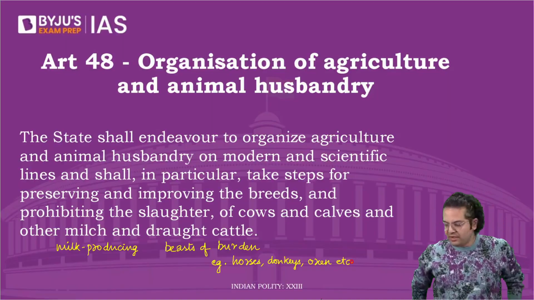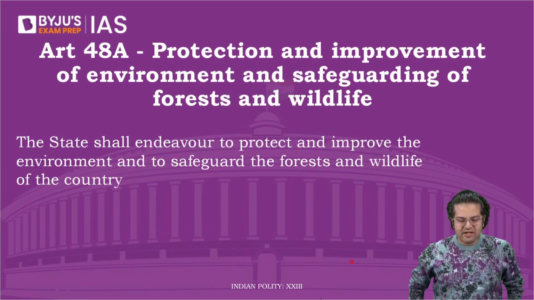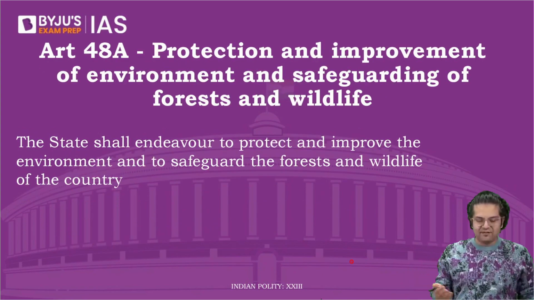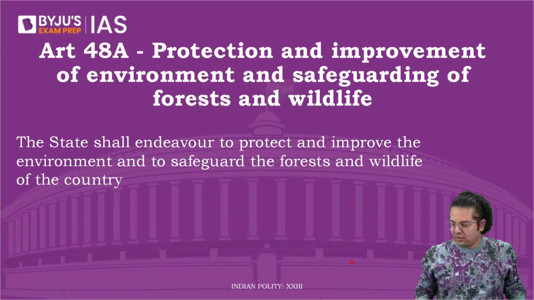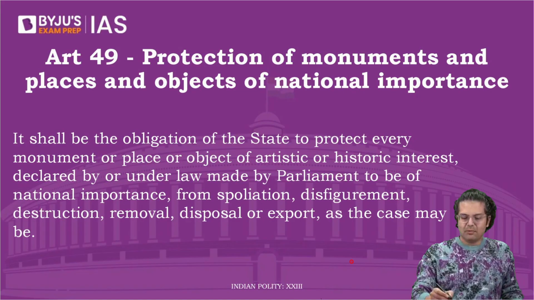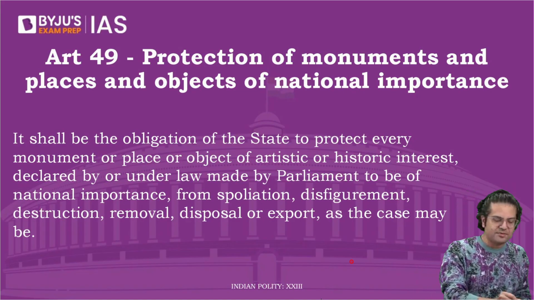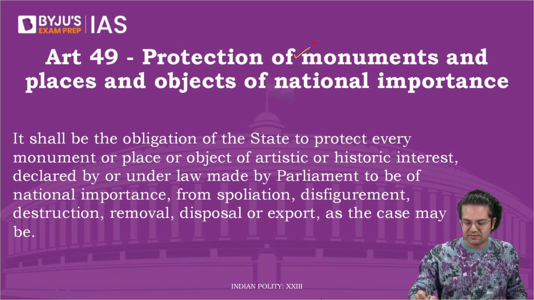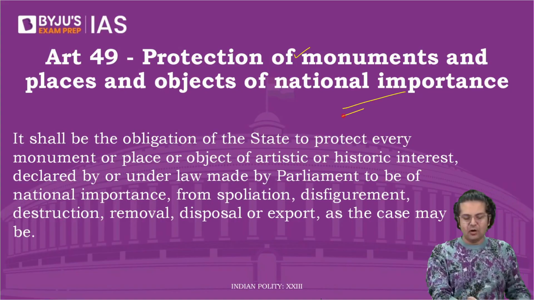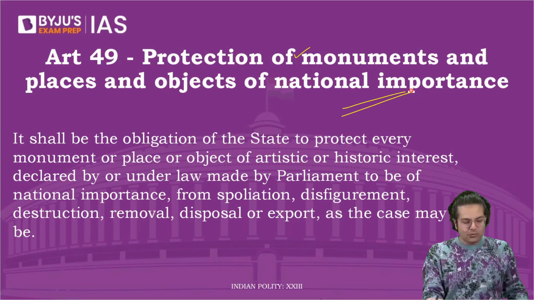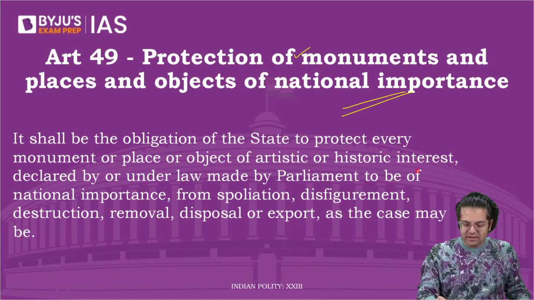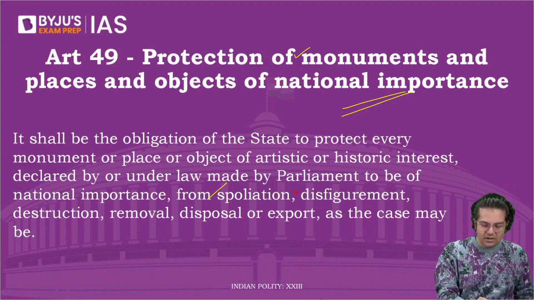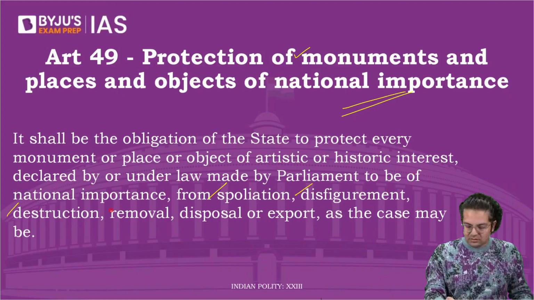Then Article 48A, protection of the environment, safeguarding wildlife, etc. Very simple. Then Article 49, protecting the monuments, places, and objects of national importance. Very, very important. It is the obligation of the state to protect the monuments or places or objects of artistic and historic interest from spoliation, disfigurement, destruction, removal, disposal, etc.